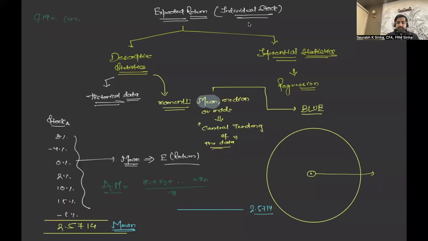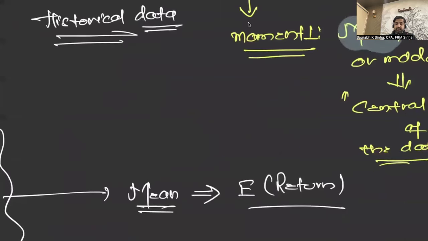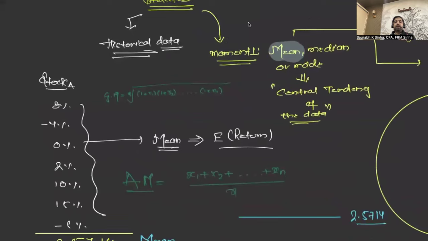And the geometric mean formula is 1 plus return 1 into 1 plus return 2, so and so forth, 1 plus return n, and under root by the power of the number of returns you have. So if you have 7 returns, the root would be 7.